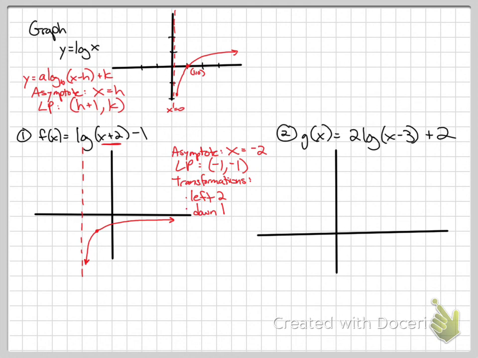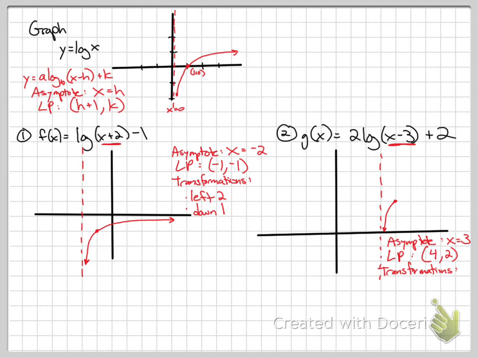Try number 2. I think I'm going to have to write my stuff down here. Asymptote, locator point, transformations. So x minus 3 in parentheses means x equals positive 3 for my asymptote. 1 unit to the right of positive 3 is 4, comma, and my k value is 2. So positive 3 for the asymptote. 1 unit to the right is 4, comma, 2 for the locator point.